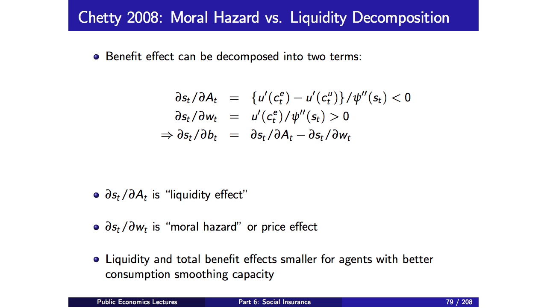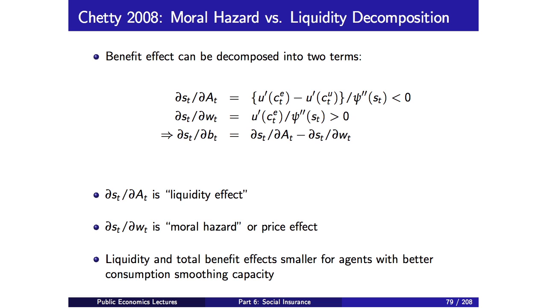Okay, so here's the key idea, basically, of the paper. The benefit effect can be decomposed into 2 terms, and this is actually totally parallel to a Slutsky decomposition that we talked about in the beginning in the context of efficiency costs of commodity taxes. So I want you now to think about 2 different experiments. In the first experiment, I give everyone a $1 cash grant. So that's an increase in assets. I just give people more cash, okay?